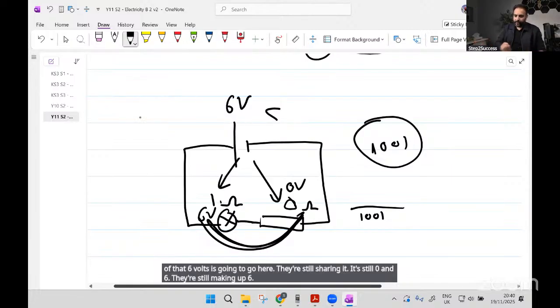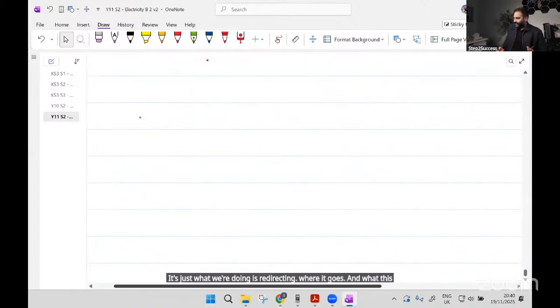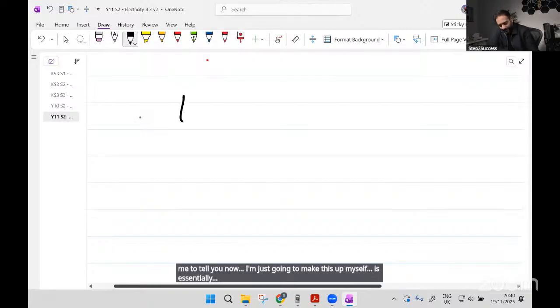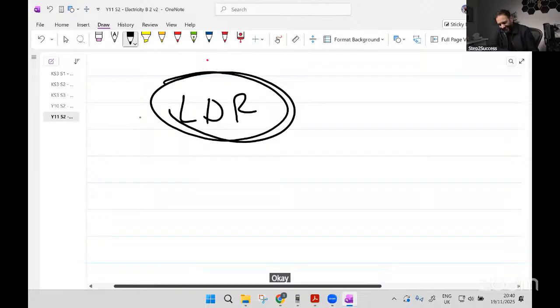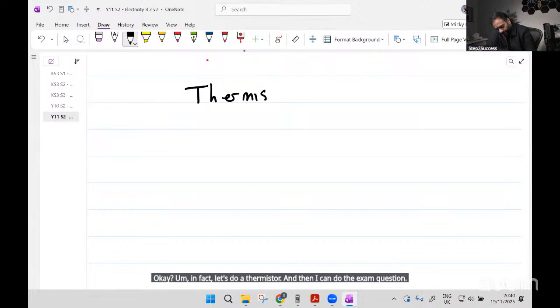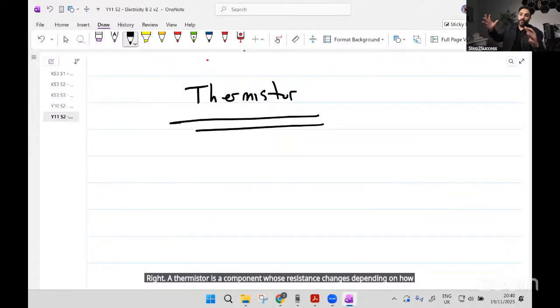It's just what we're doing is redirecting where it goes. And what this allows me to tell you now, I'm just going to make this up myself, is essentially something about a light dependent resistor. Okay. In fact, let's do a thermistor, and then I can do the exam question. Right. A thermistor is a component whose resistance changes depending on how hot or cold the surroundings are.